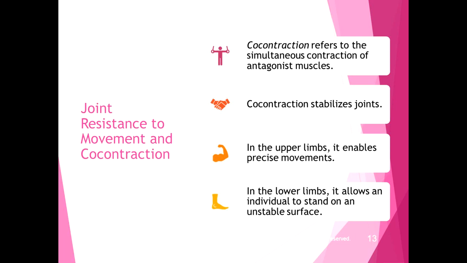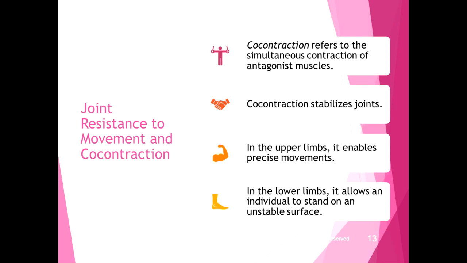Cocontraction refers to the simultaneous contraction of antagonist muscles. So the agonist and the antagonist contract at the same time, and we do this to stabilize joints. A lot of times we use co-contraction when we're trying to do precise movements in the upper limbs. Like say that you're engraving on wood, and so you're contracting all your muscles to stabilize that hand so you can do your engraving. In the lower limbs, it allows you to stand on an unstable surface.